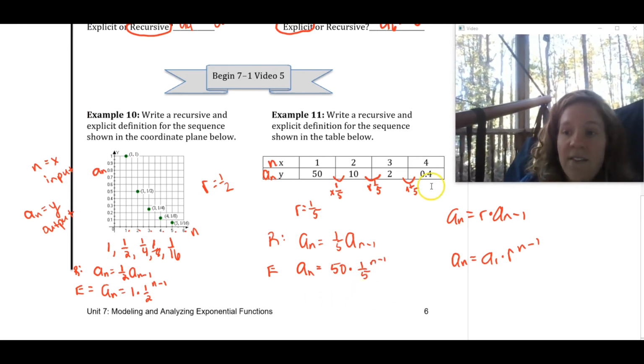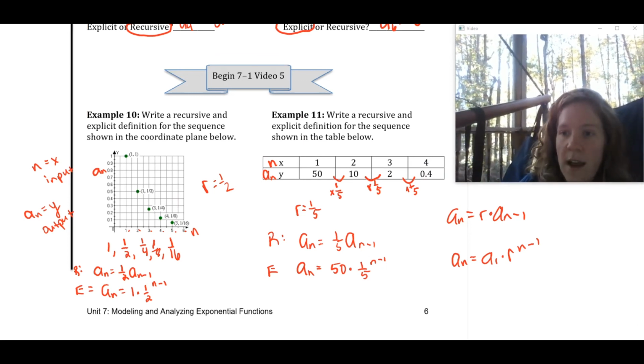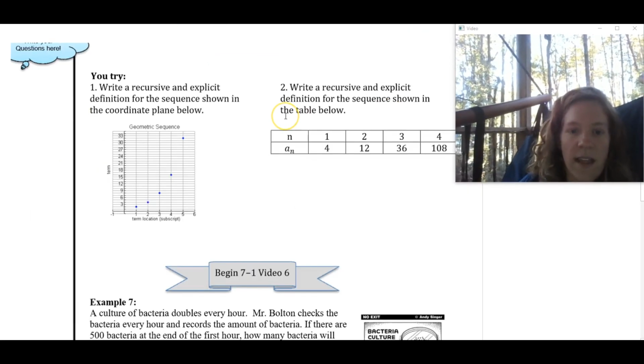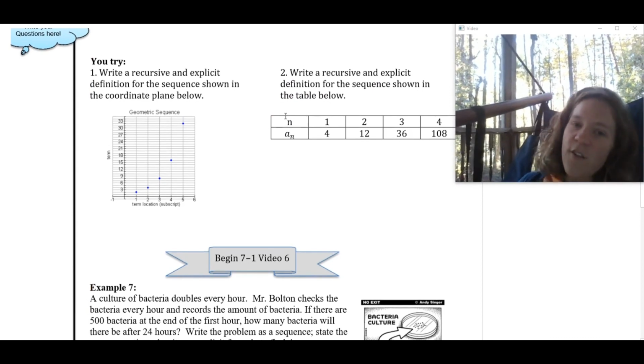Right, and that's it. I've got a couple for you all to try. I did put some you tries in this one, and then I'll see you back in a minute for some word problems.